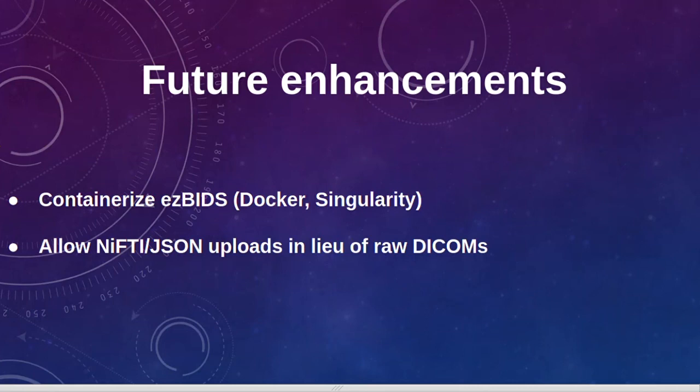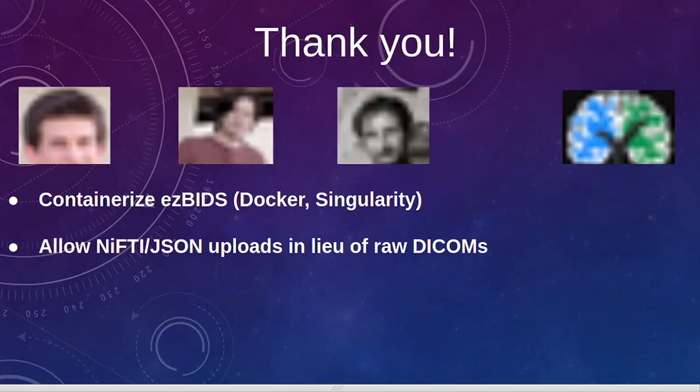In addition, we also want to allow the user to upload NIfTI and JSON files instead of raw DICOMs if they need to. The reason is that sometimes users don't have access to the raw DICOMs. Maybe a collaborator gave them some data, but it's just the NIfTI and JSON files from dcm2niix. So we want users to be able to upload those and then also have them converted to BIDS. That's also a future direction and enhancement that we're looking to make.